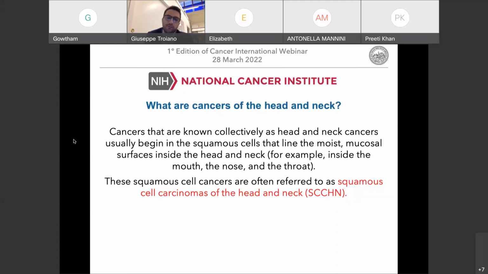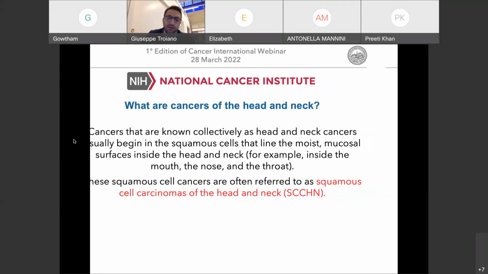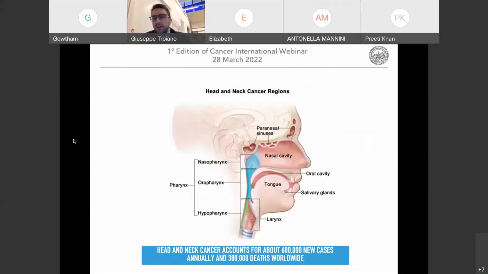This wider group is referred to as squamous cell carcinoma of the head and neck area. And as we can see from this image, this anatomical area is characterized by very different and heterogeneous anatomical structures that pose a very high challenge in the treatment of such disease. I'm referring to clinical surgical treatment and clinical treatment with radiotherapy, for example.